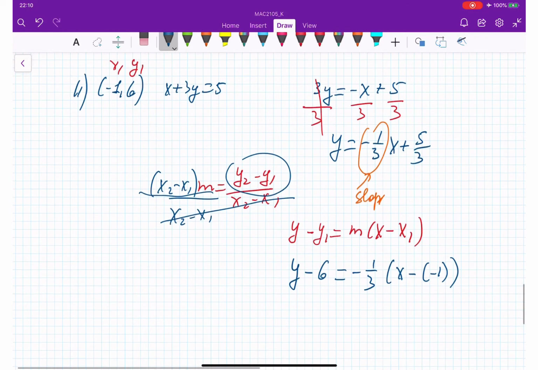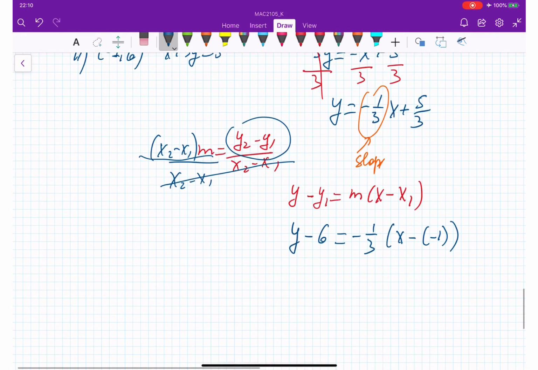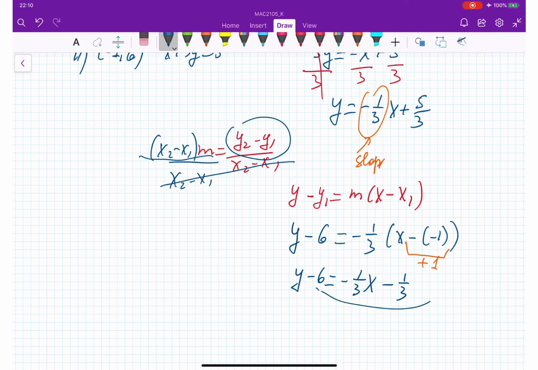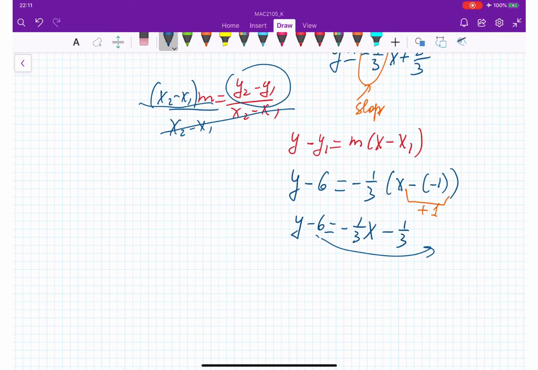Okay, let's see what we get. So y minus 6 is equal to negative 1/3 times x. Since here we have negative and negative, it will be x plus 1. So negative 1/3 times positive 1 is going to be minus 1/3, right? Okay, let me move this negative 6 to this side. I will get y is equal to negative 1/3 of x plus 6 minus 1/3.